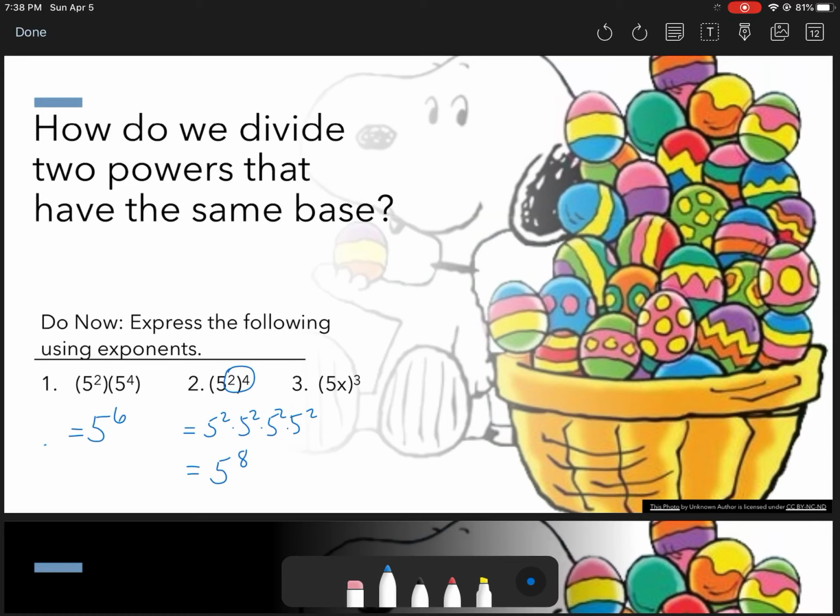The last example here, 5x raised to the 3rd power, means that the exponent applies to everything on the inside. We rewrite that as 5 to the 3rd, x to the 3rd.